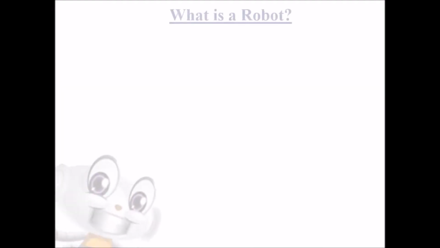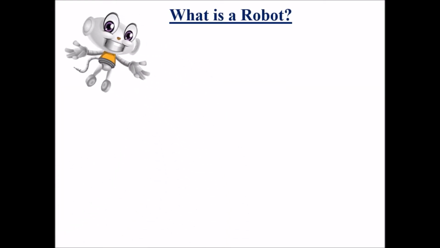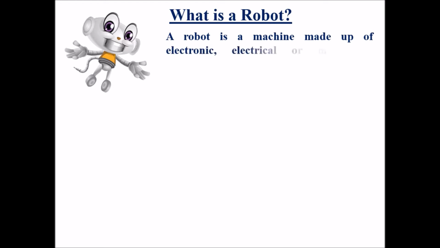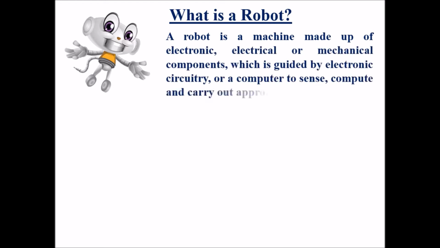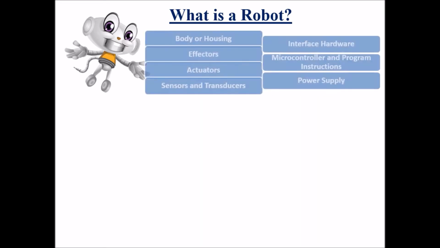Let's recap. What is a robot? A robot is a machine made up of electronic, electrical or mechanical components, which is guided by electronic circuitry, or a computer to sense, compute and carry out appropriate actions. The building blocks of a robot include body or housing, effectors, actuators, sensors and transducers, interfacing hardware, microcontroller and program instructions, and of course, the power supply.